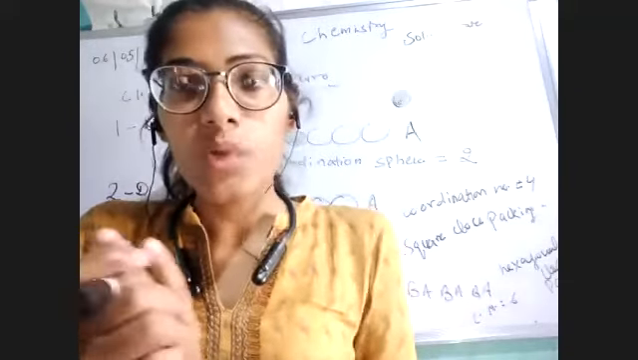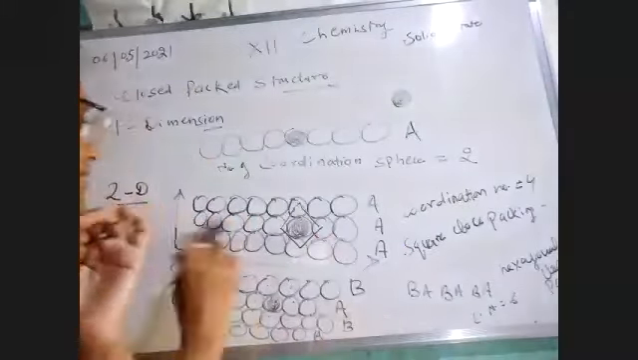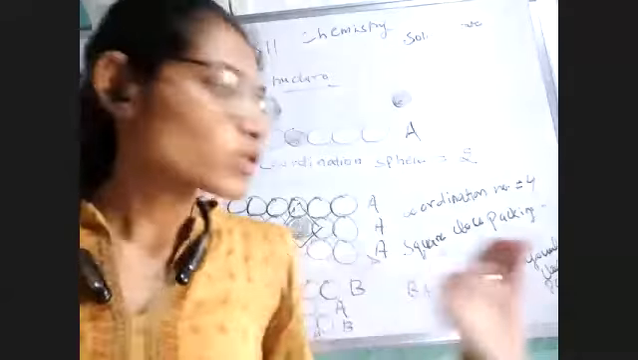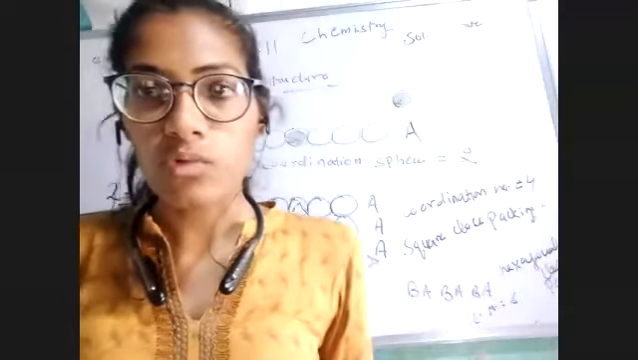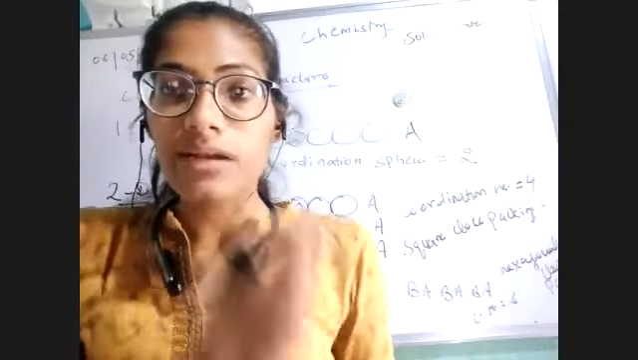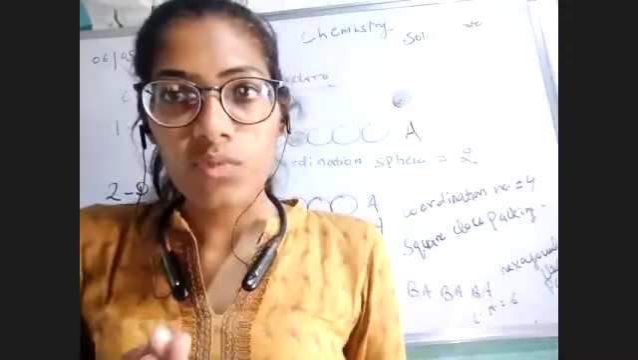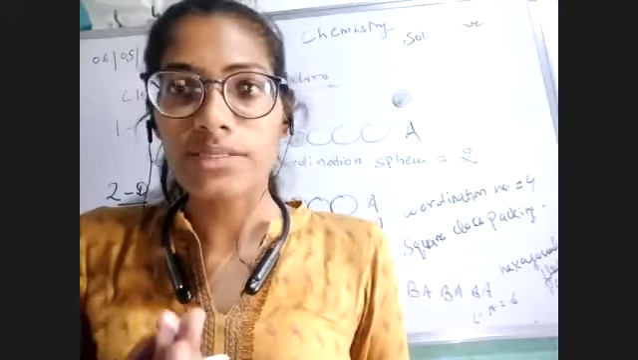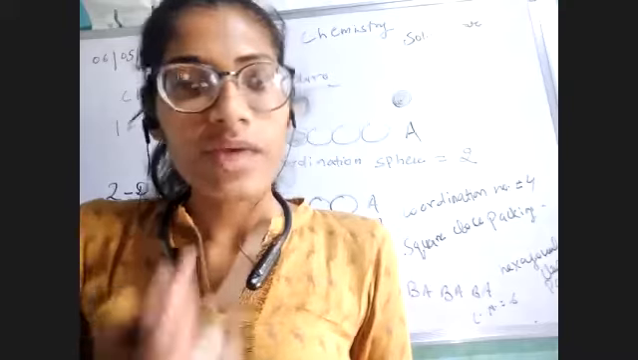Okay. And on the basis of space between the two directions, that is two dimension AAA and ABAB, with two different close packing, the square close packing and the hexagonal close packing, we have tetrahedral void and octahedral void. On the basis of these voids we have numericals, which are very important for your board exam. So definitely we will see them in the very next class.